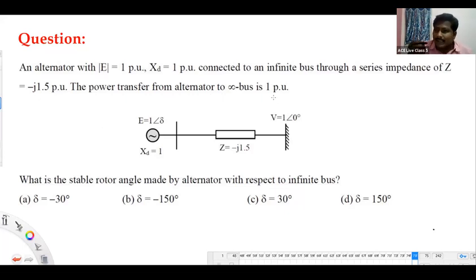So simply in the stability analysis, if we say power transfer is 1 per unit, we should take it as real power transfer, 1 per unit. Okay. What is the stable rotor angle made by the alternator with respect to infinite bus? That's the question. Okay. So let's see in the solution first.